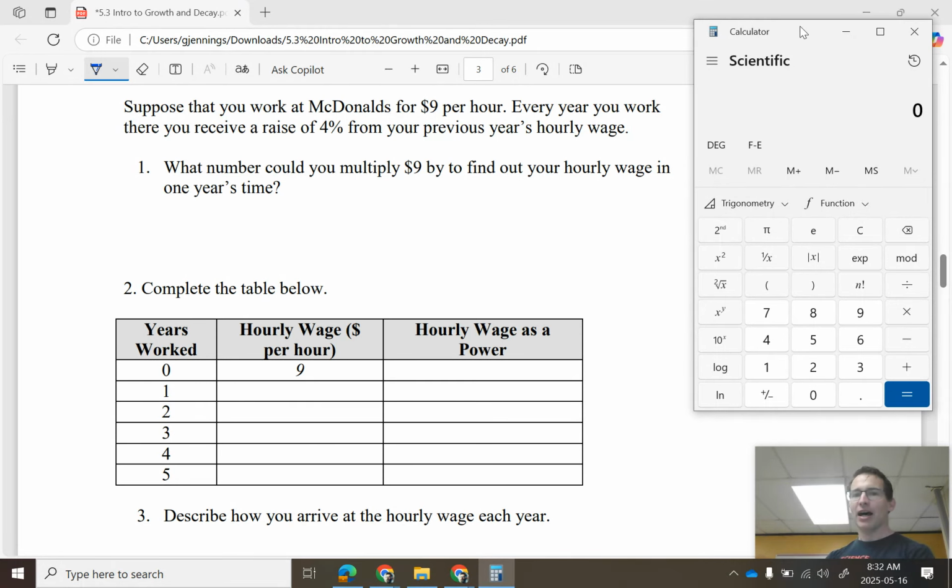Okay, so that's interesting. People like think about percentages as adding percents.